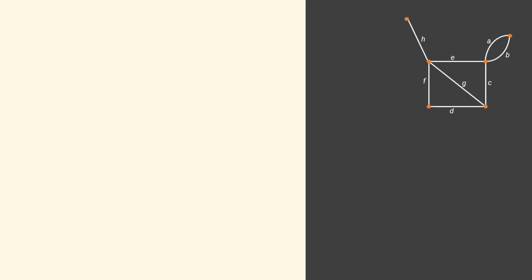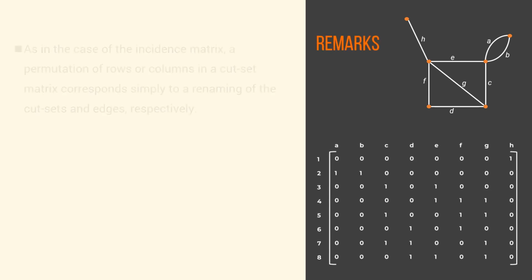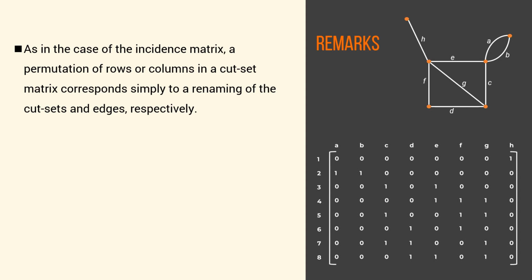So after cutting that, we go through a few remarks or conclusions. Okay, what we infer from the graph. Okay, so the first thing is, as in the case of incidence matrix, as Ebin has explained, a permutation of rows or columns in a cut set matrix corresponds simply to renaming of cut set and edges respectively. So basically, ഈ graph എടുത്തിട്ട് നമുക്ക് ഇൻസിഡൻസ് ഗ്രാഫ് വെച്ച് കമ്പയർ ചെയ്യുമ്പോൾ ഇത് അങ്ങോട്ടും ഇങ്ങോട്ടും റീനെയിം ചെയ്താൽ കിട്ടുന്ന ഗ്രാഫേ ഉള്ളൂ. ഓക്കെ, ഈ കട്ട് സെറ്റ് മാട്രിക്സും ഇൻസിഡൻസ് മാട്രിക്സും രണ്ടും കമ്പയർ ചെയ്താൽ അങ്ങോട്ടും ഇങ്ങോട്ടും റീനെയിമും പെർമ്യൂട്ടേഷനും ചെയ്താൽ കിട്ടുന്ന സാധനമാണ്.